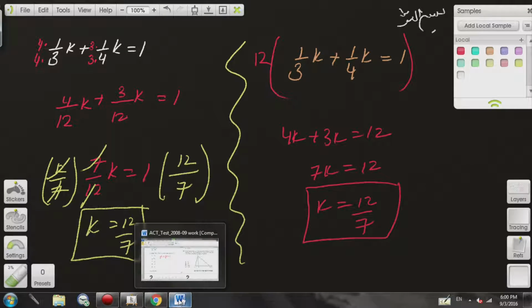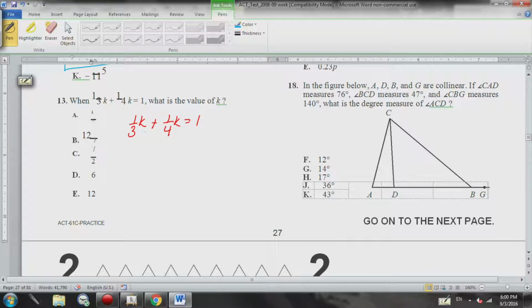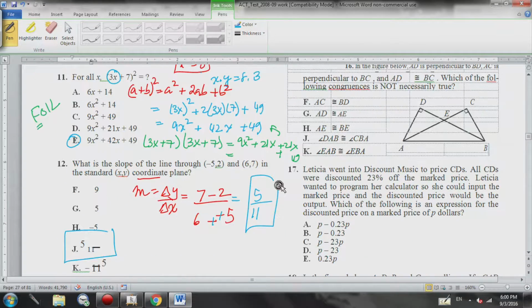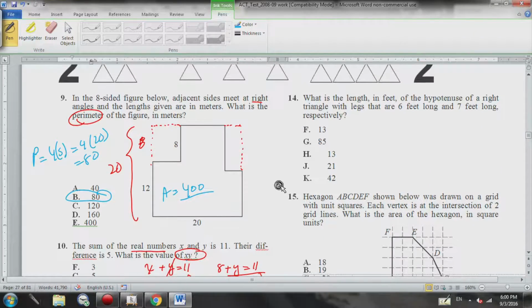All right. So let's go back. So what do you get? 12 over 7. 12 over 7, I think. Right. So that's this answer. 13. Okay. Let's do number 14.